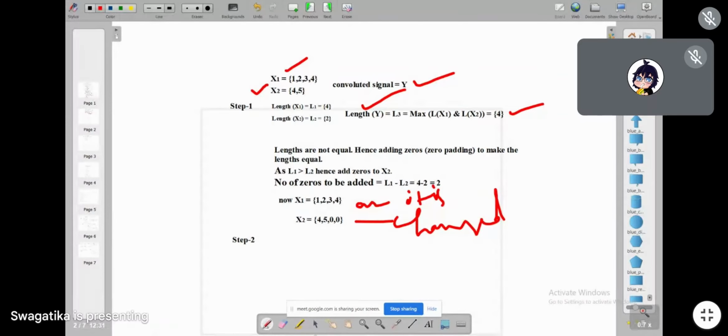Okay, coming to the next step. What is your next step? Okay, to design the concentric circle, that is called your concentric circle method.